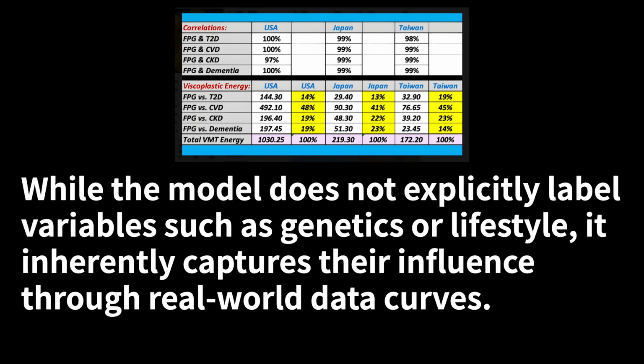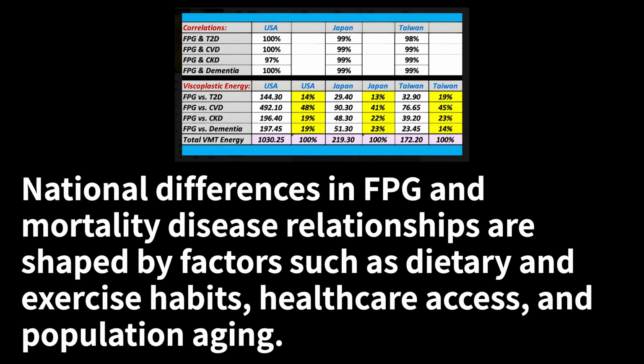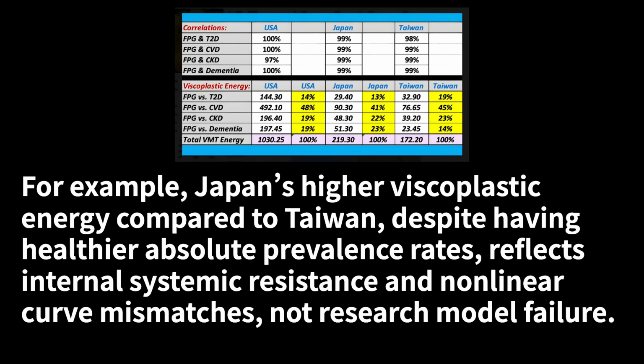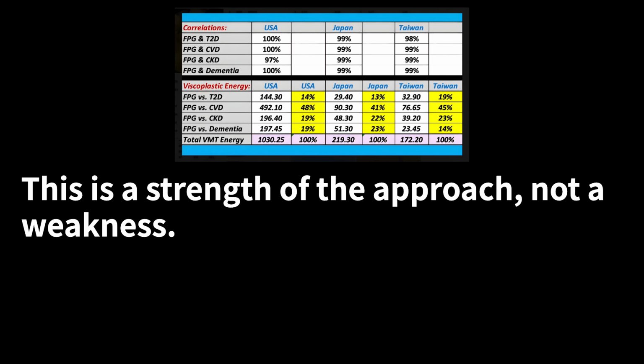While the model does not explicitly label variables such as genetics or lifestyle, it inherently captures their influence through real-world data curves. National differences in FPG and mortality disease relationships are shaped by factors such as dietary and exercise habits, healthcare access, and population aging. These variables are already encoded in the mathematical behavior of the system. For example, Japan's higher viscoplastic energy compared to Taiwan, despite having healthier absolute prevalence rates, reflects internal systemic and nonlinear curve mismatches, not research model failure. This is a strength of the approach, not a weakness.